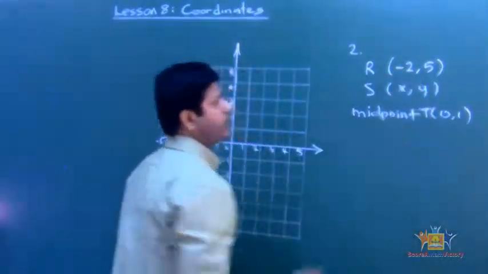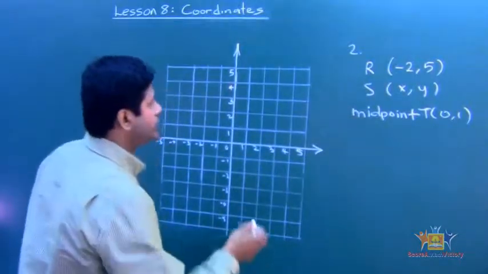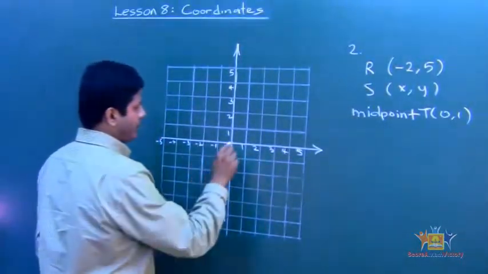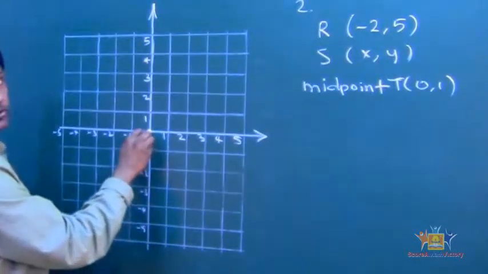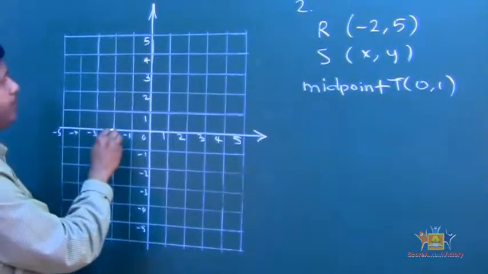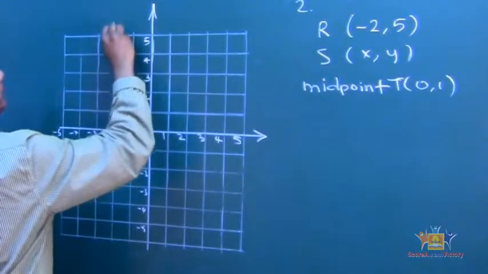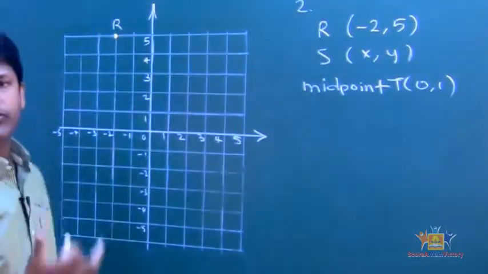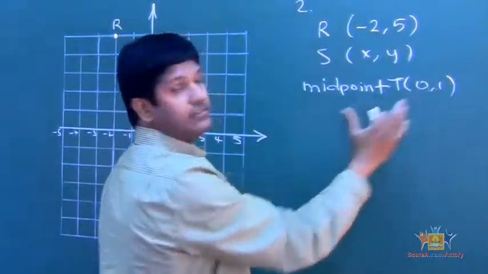Let's all plot the points that are provided. Let's start with R. R is -2, 5. Okay, that's our reference point with its origin. -2 means 2 to the left, 1, 2 right there. And then 5 up: 1, 2, 3, 4, 5. That's R. We're going to put R right there. S we don't know, but let's plot the midpoint, which is T, 0, 1.